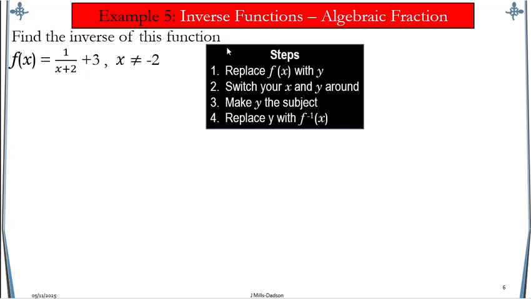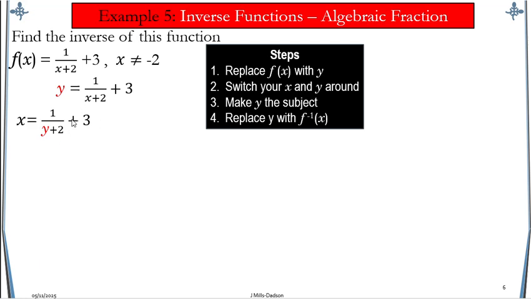So we're going to still follow the same 4 steps. We begin by replacing f of x with y. Then second step, we switch x and y around. So we now have x equals 1 over (y plus 2), then plus 3. So let's begin to now make y the subject.